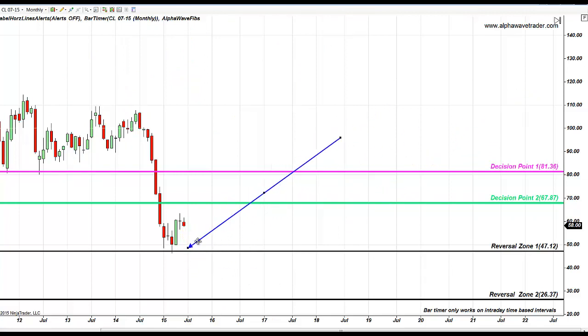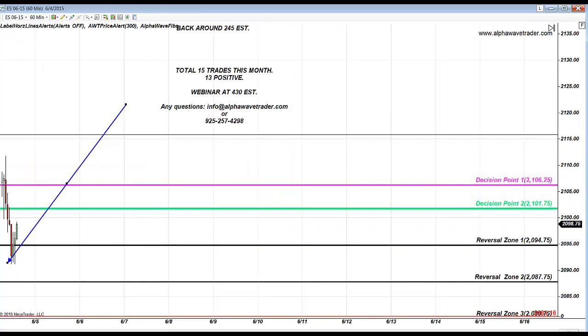Based on Alpha Wave Trader method, you had the opportunity to short from the 105 area. And this is where we're witnessing a bullish rally on oil as the reversal zone had been reached. Exactly the same thing as S&P had done on hourly chart.